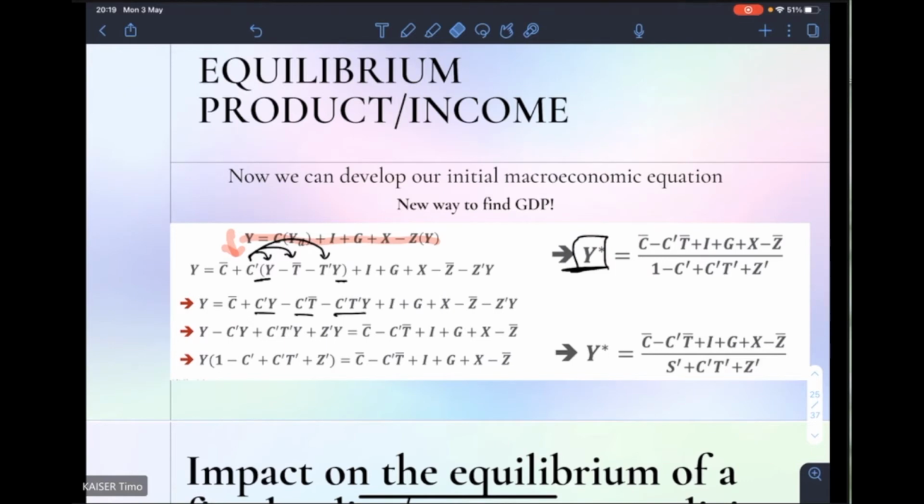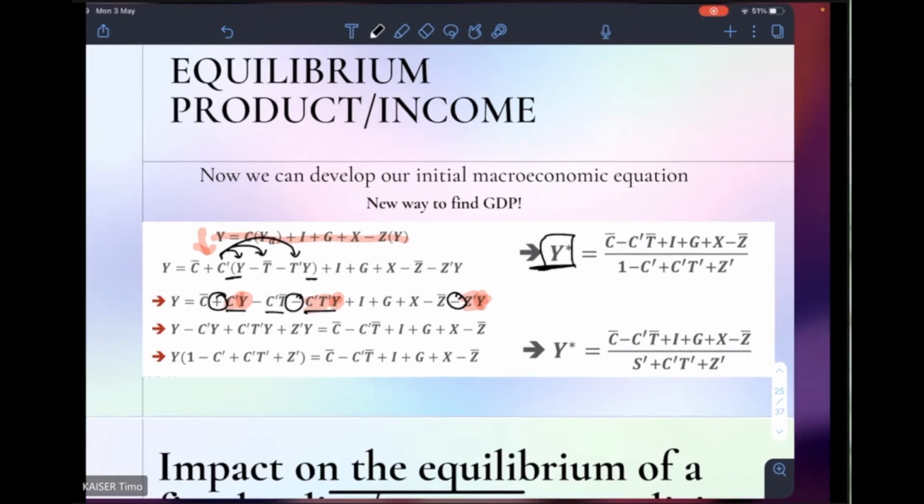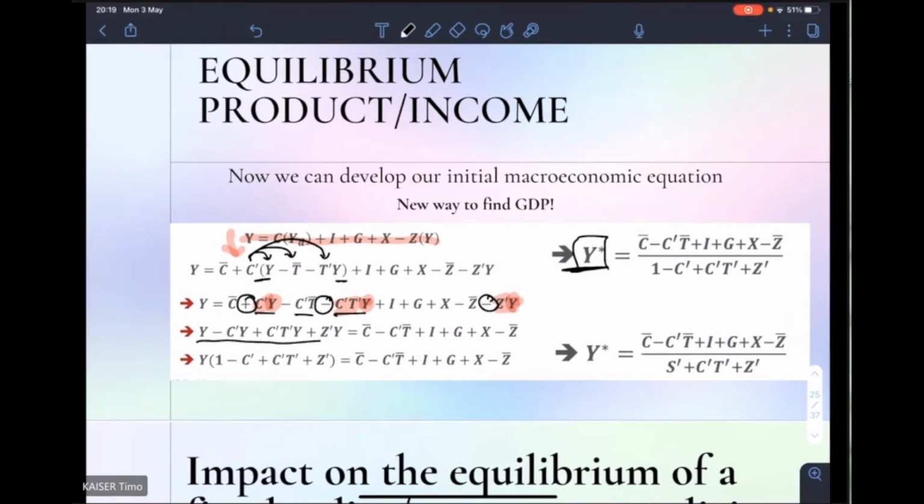We need to take all the expressions that include a Y to one side. So we need to take this Y, and this Y. So this whole expression, of course, not just the Y, to one side. How do we do that? Well, we subtract this one, we add this one, and we add this one. Because then we have all on one side. Hope this is clear for now.